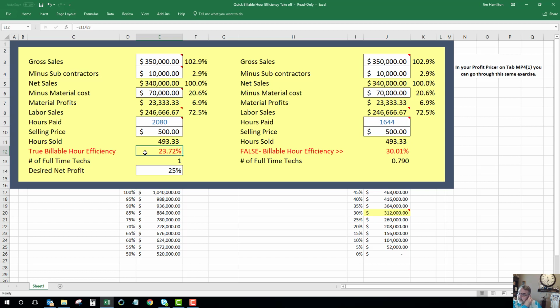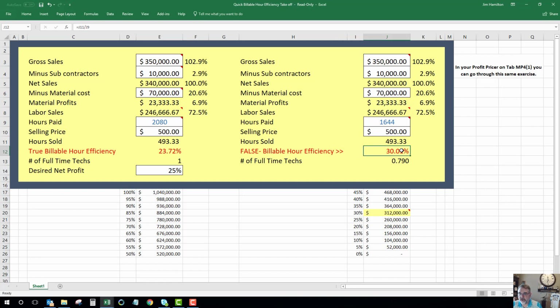Because that is the hours you have available to sell. How many of those hours you sell is your efficiency. Okay? So I just want to make sure that we pinpoint that. And this is actually in the Profit Pricer. This same exercise right here is in the Profit Pricer. It's in the MP41 tab. You can do this to find out what your true billable hour efficiency is.